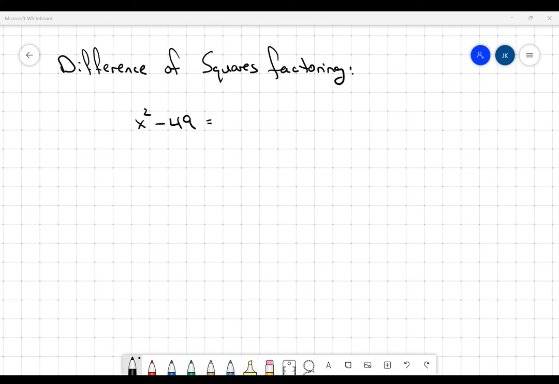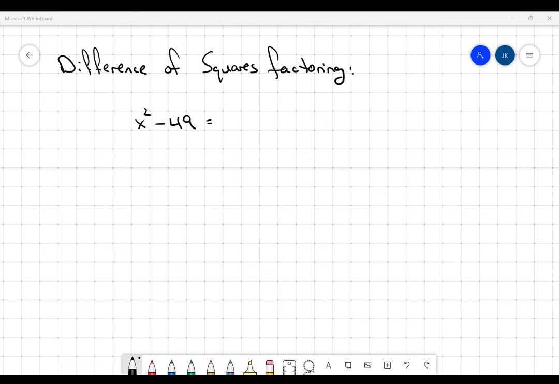Okay, hi everybody. So in this video, we're going to take a really quick look at difference of squares factoring. I'm just going to look at a really quick example here. So when I take a look at an expression and I see two terms, and I see the subtraction in between, one of the things I can do is interpret this as a difference of squares.